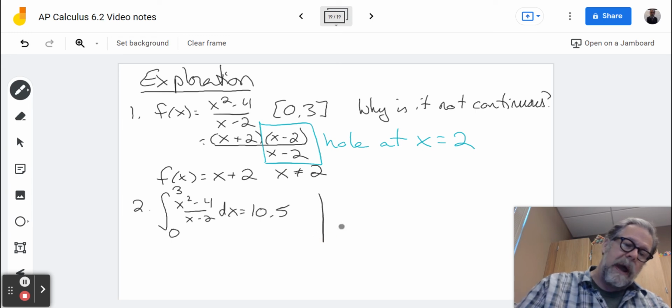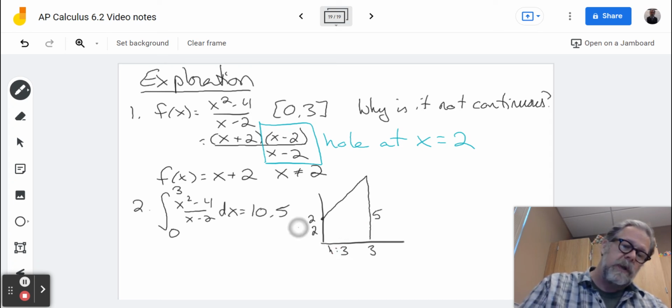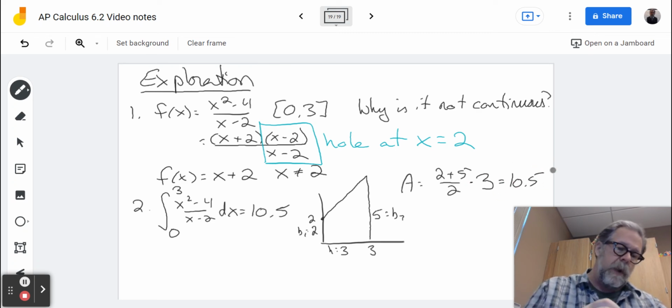Okay, so drawing the graph, we've got x plus 2 from 0 to 3, and it looks just like this. We have a trapezoid with, excuse me, not a height of 2. A base of 2, a base of 5, a height of 3. So this is base 1, this is base 2, a height of 3. And we all remember, of course, that the area of a trapezoid is the sum of the bases halved times the height, which is in fact 10.5. Good.